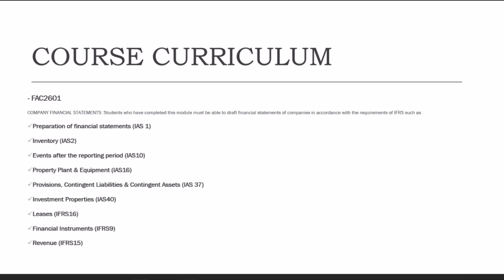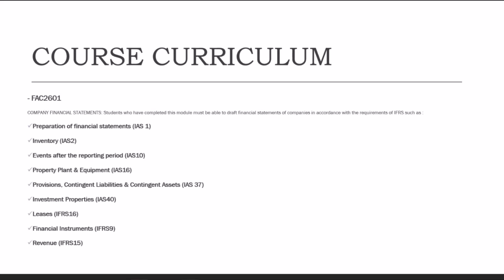Right? So let's look at a few of them. For example, in preparation of financial statements, for me to know the format of a set of income statement, a set of balance sheet or statement of financial position, cash flow statement, or statement of changes in equity, I need to know what is called IAS 1. So IAS 1 is the standard that helps me to know the structure of how a financial statement should look.